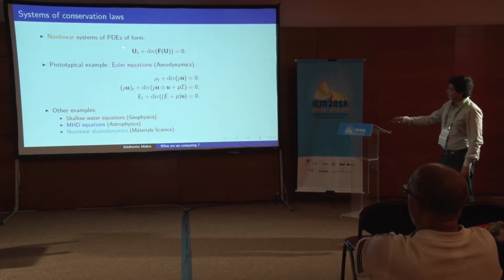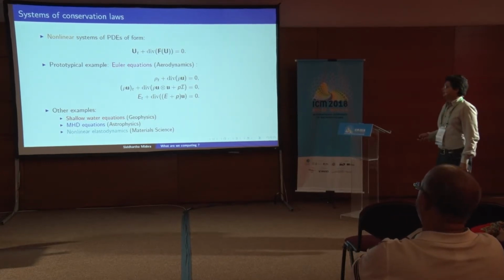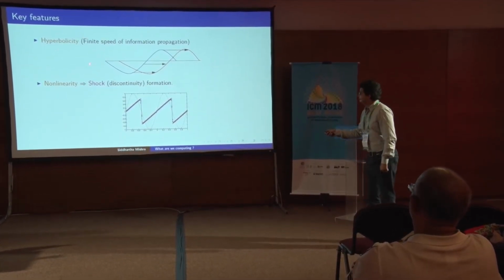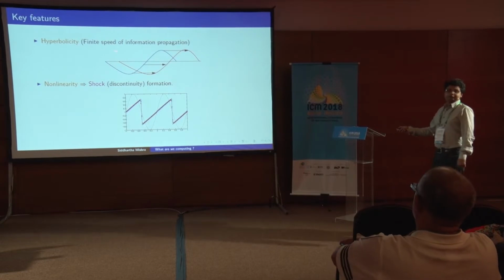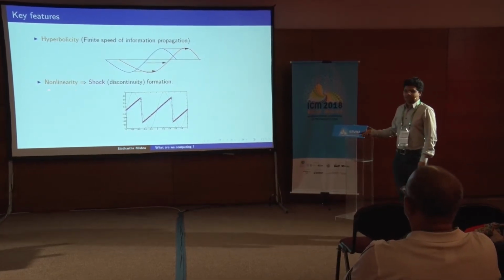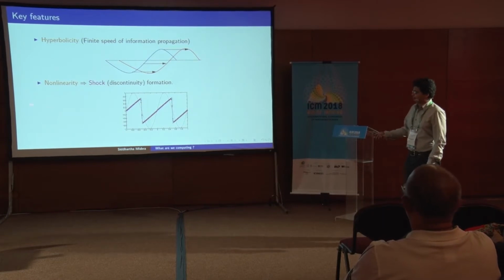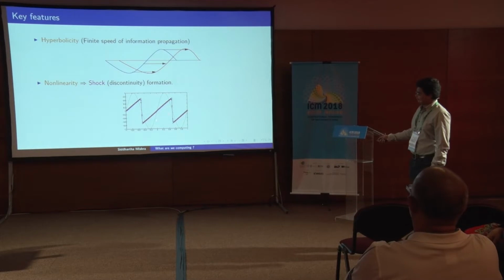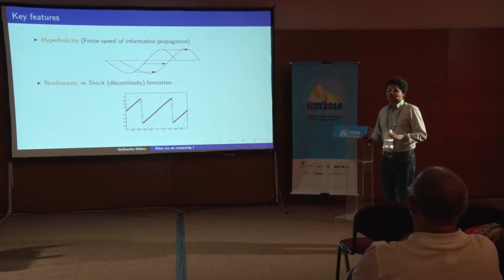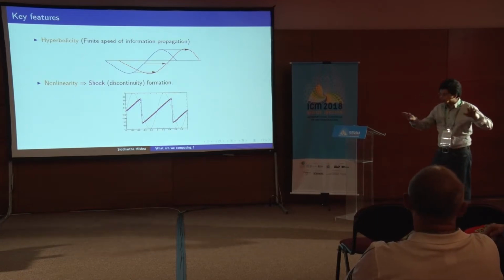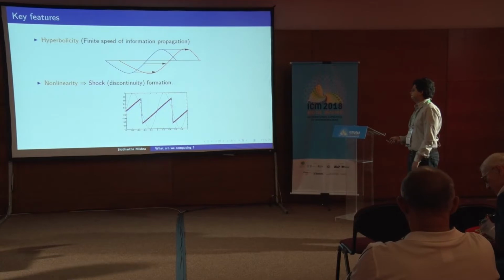So even though this is a very large class of equations, what unites them are two features. First is, of course, hyperbolicity, which refers to the finite speed of information propagation. And second is the role of the nonlinearity. And as many of you are aware of, what the nonlinearity does is that even if you have smooth initial data, because of self-steepening, in finite time, you get the formation of what are called shock waves. So these are the things that really unite this rather disparate class of equations.